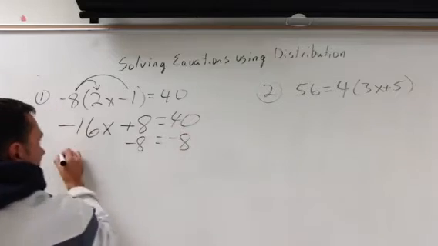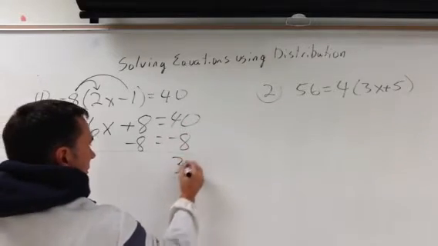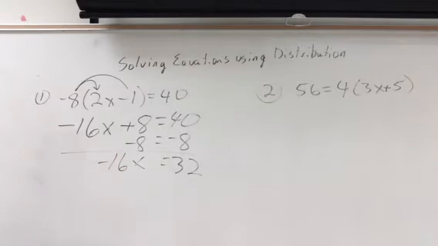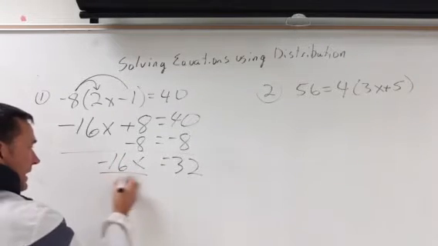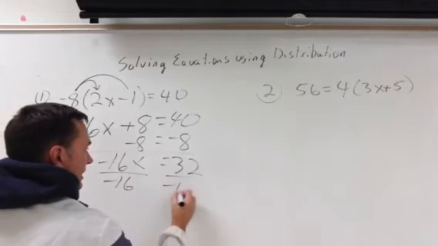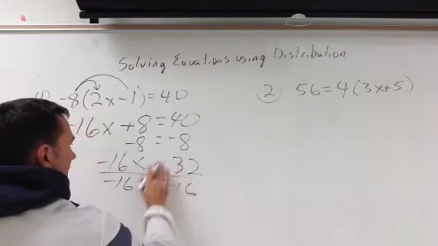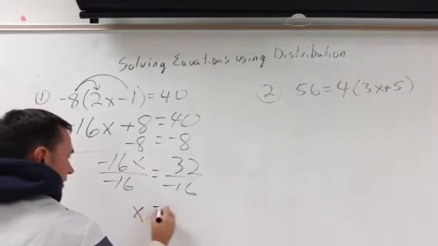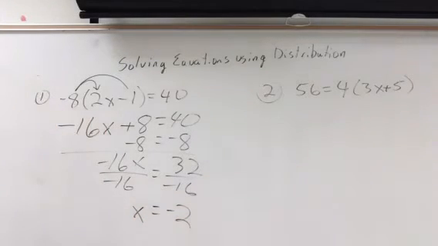So we add the negative 8 to both sides. We end up with 32 on the right, negative 16x on the left. We can now divide. Negative 16 and negative 16. So we have 32 over negative 16. So our answer is negative 2.